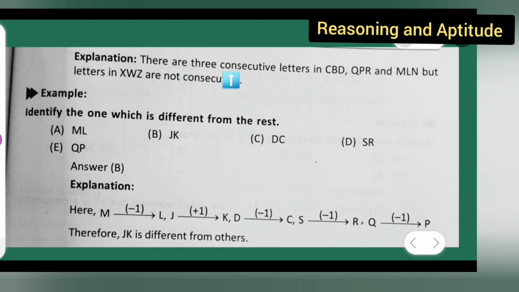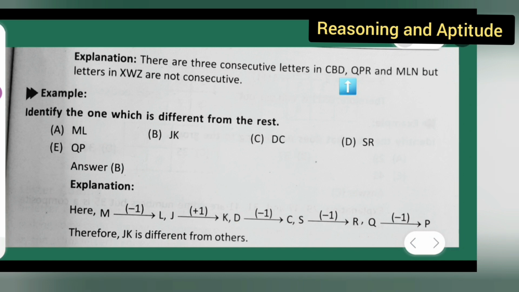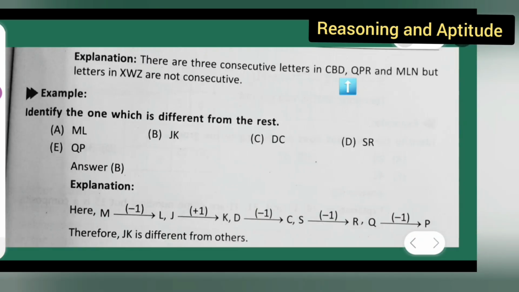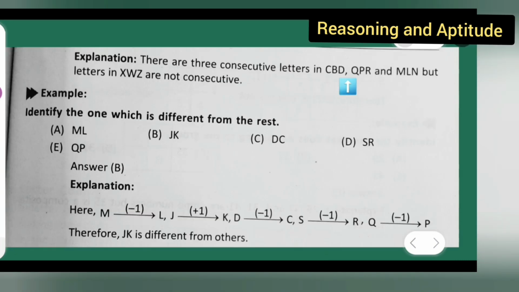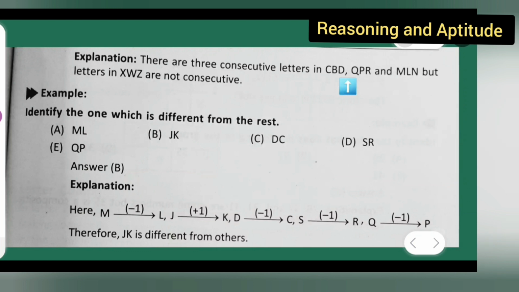There are three consecutive letters C, B, D. Next Q, P, R, and next will be L, M, L, N. But what happens is letters X, W, Z are not consecutive. So this is not consecutive. That's why this option is the correct option. Here you all can even read the explanation. You all will understand it.